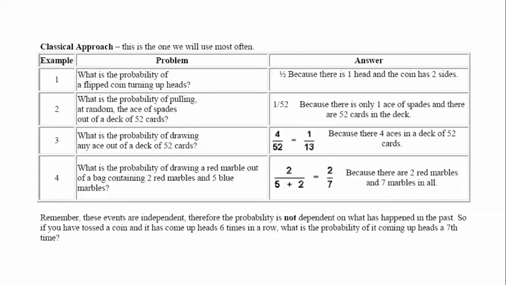What's the probability of drawing a red marble out of a bag containing two red marbles and 5 blue marbles? Well, if the event that we're looking for is 2, then we divide by the total number of marbles in the bag, which is 5 plus 2, so 2 over 7. I hope that this is sounding relatively simple, because we're going to add some complication here in a moment.